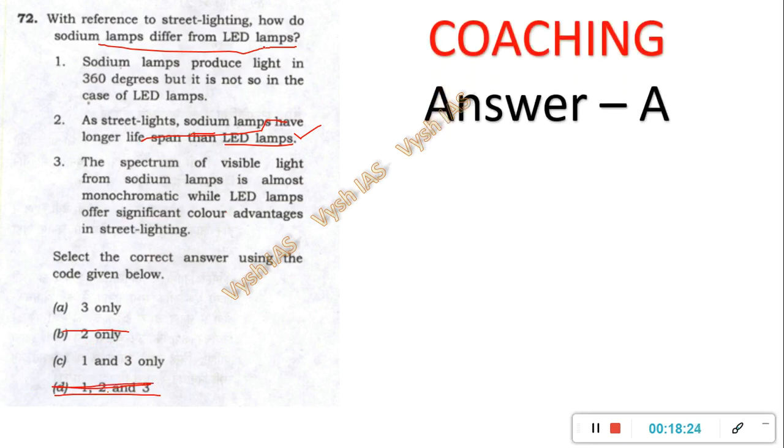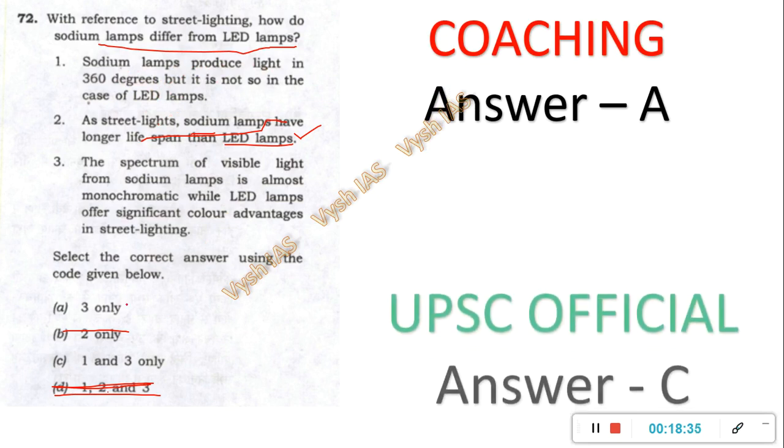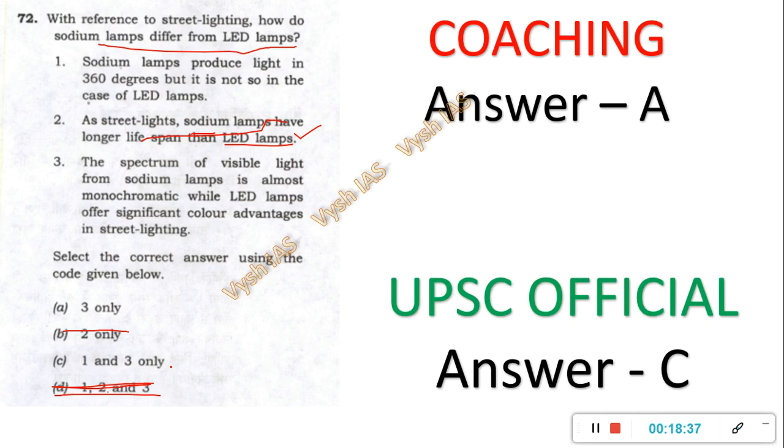So people told the answer as A, that is 3 only, because sodium lamps produce light in 360 degree, but not so in LED. These people could not believe, and people told answer is A, but the answer is actually C, 1 and 3. Sodium lamp produces light in 360 degree, but it is not so in the case of LED lamp. This is a true statement. And this one, sodium is monochromatic light, and the LED has different colors.